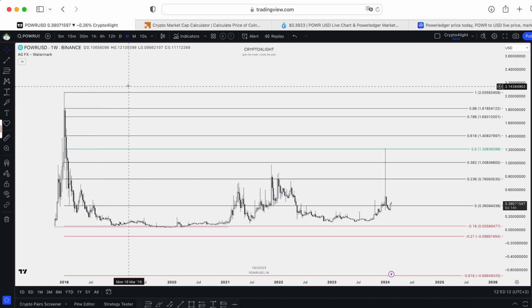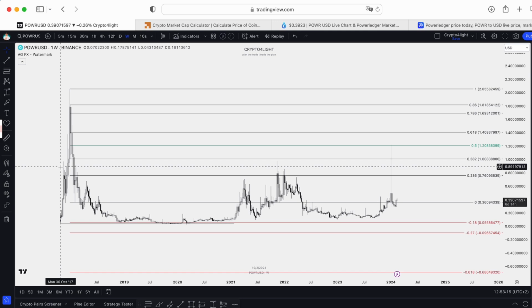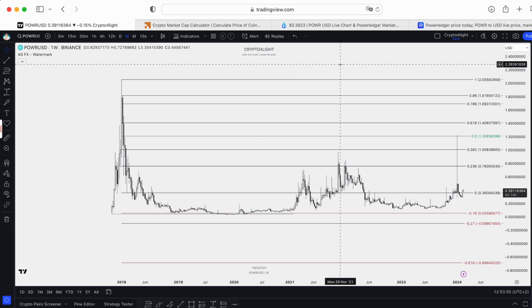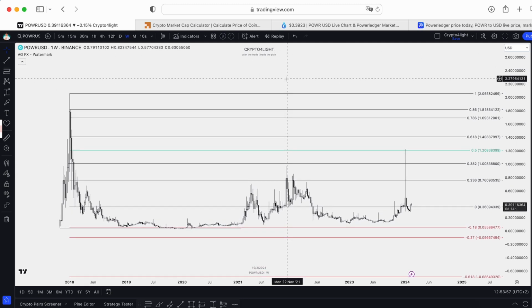This is the chart for POWR. Listing on Binance was in October 17. You have to understand the logic of the price movement even after years, because absolutely everything you see on the chart is just one big algorithm.